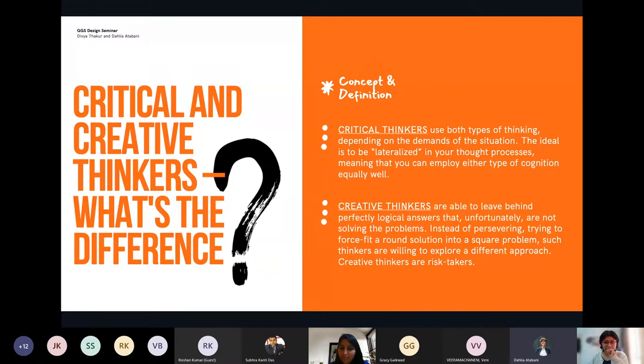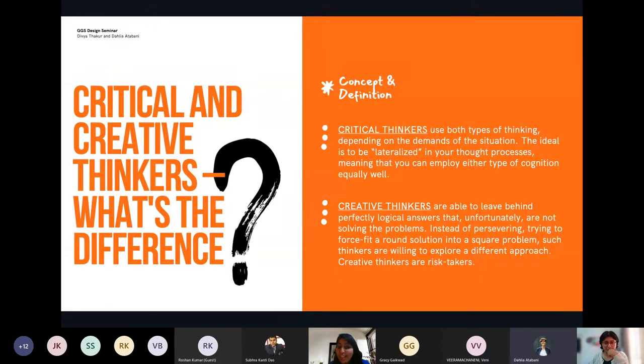So these people really set logic as the main philosophy and the main point of their action. And the ideal for them is to be lateralized in their thought processes, which means that basically you employ any type of cognition equally well.